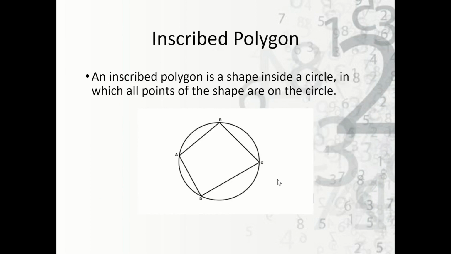Now what is an inscribed polygon? An inscribed polygon is a shape inside of a circle in which all the points are on the circle. So if we look here, we have some kind of a four-sided figure here, and every point falls on the circle. This is an inscribed polygon.